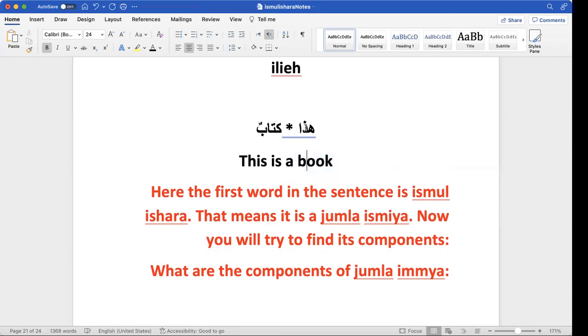Now, we understood. I told you, a Jumla Ismiya can have all the components. It can have mubtada, khabar, mutaliq bil khabar, or it can have mubtada, khabar, or mubtada, mutaliq bil khabar. You don't need to have all the components present, but at least two should be present. But mubtada is very, very important.